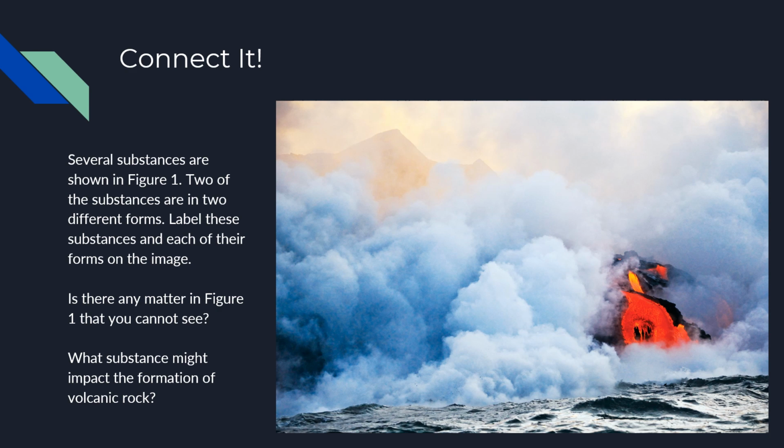All right, so we have our connect it, which is figure 1. Several substances are shown in figure 1. 2 of the substances are in 2 different forms. Label these substances and each of their forms on the image. So first we'll have hot liquid lava and cool hardened rock. And secondly, we have liquid water and water vapor.